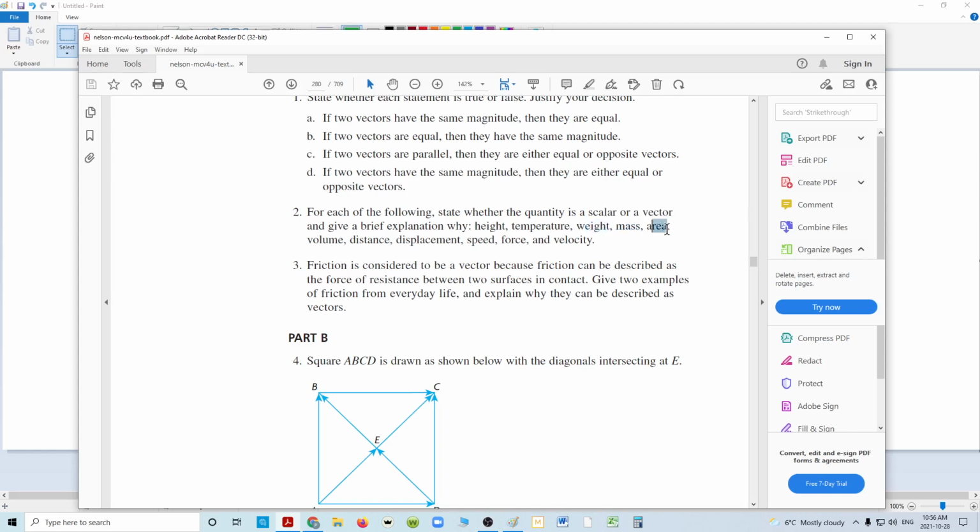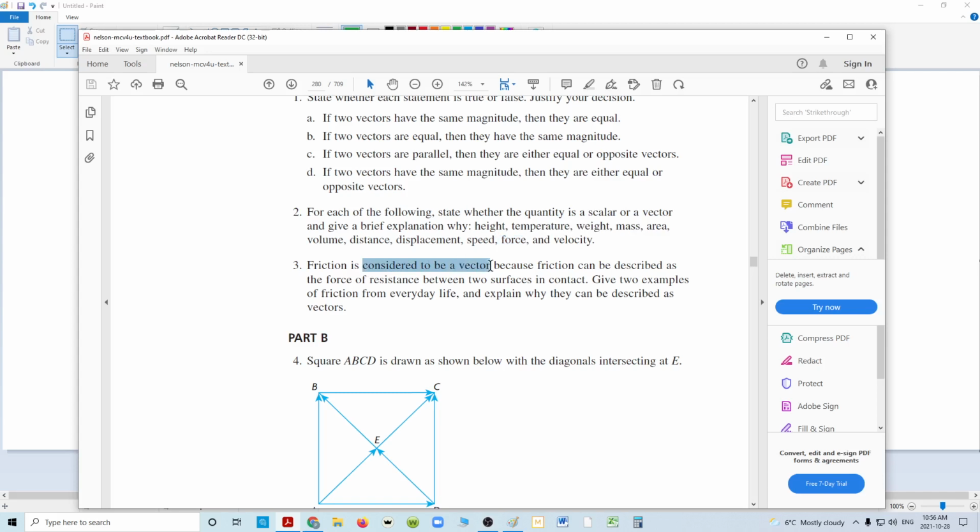Area. That's a good one. Now, I believe that's a scalar. Volume is a scalar. Distance is a scalar. Displacement is a vector. Speed is a scalar, but velocity is not. That's the difference between speed and velocity. Speed is 50 kilometers an hour. Velocity is 50 kilometers an hour heading east. And force has to be downwards towards... No, you can apply force in any direction. I think force has to be a vector, because they always describe force in a specific direction.